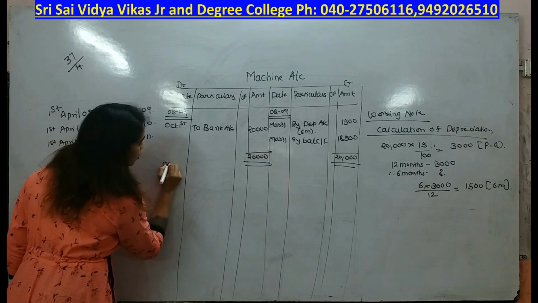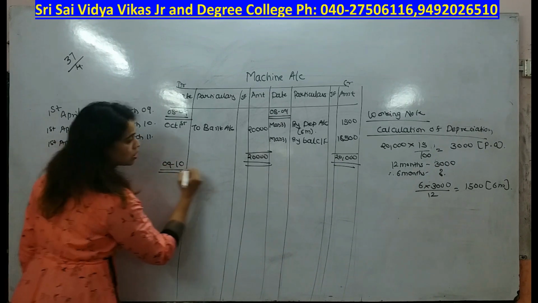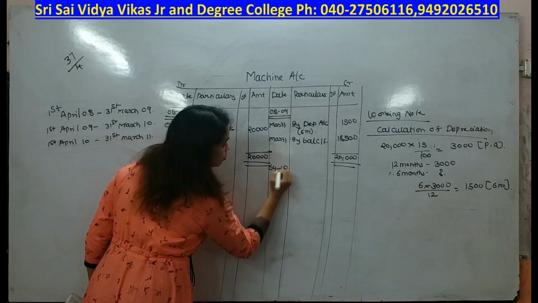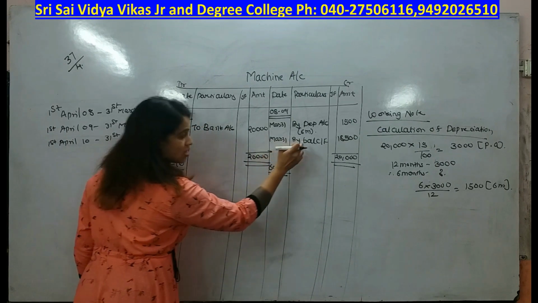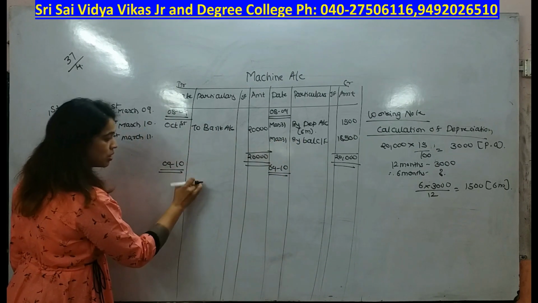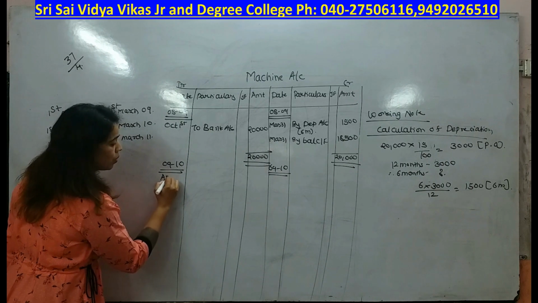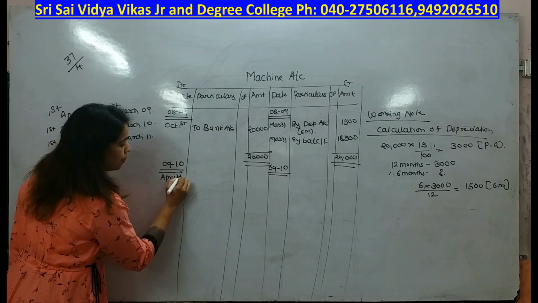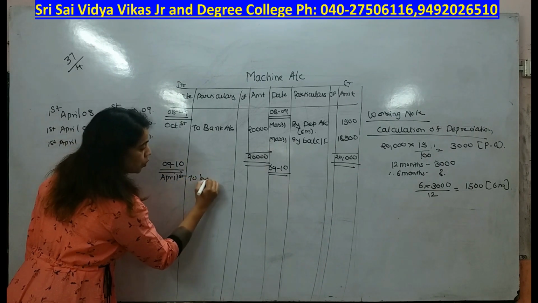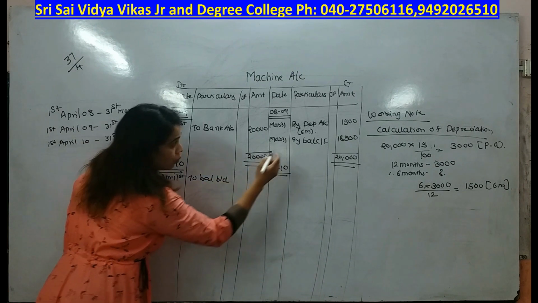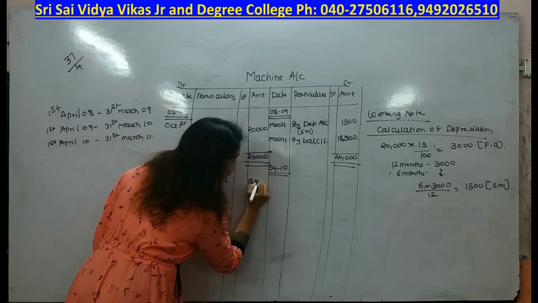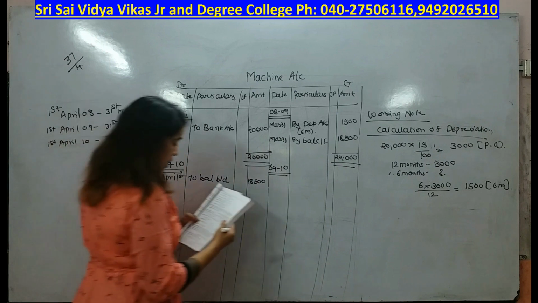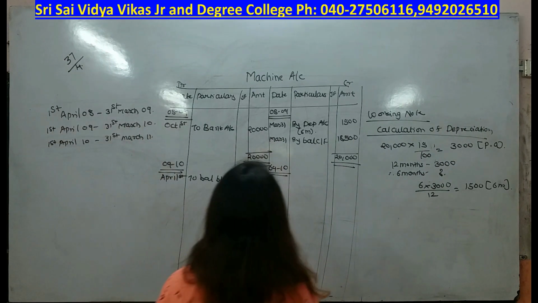Then our second year will be 2009-2010. Last year's closing balance will become this year's opening balance. Now, year will start on April 1st. To balance brought down. What will be the amount? 18,500, right?